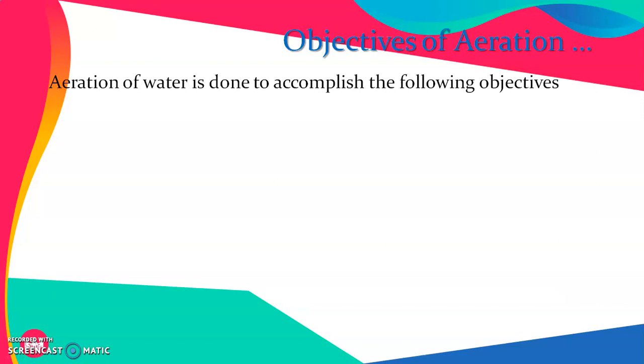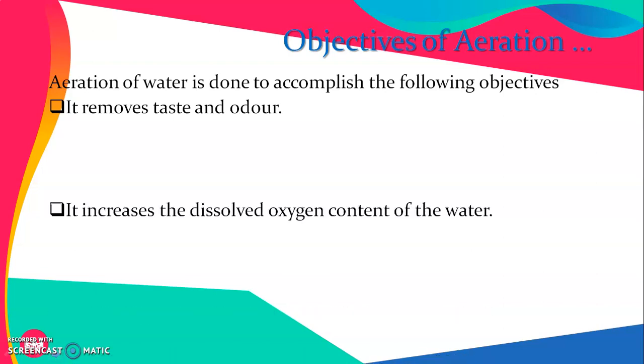So, the objectives of aeration. Aeration of water is done to accomplish the following objectives. First, it removes taste and odor. Generally, taste and odor are caused by the organic decomposition of organic matter present in water. So aeration removes such taste and odor to a certain extent.